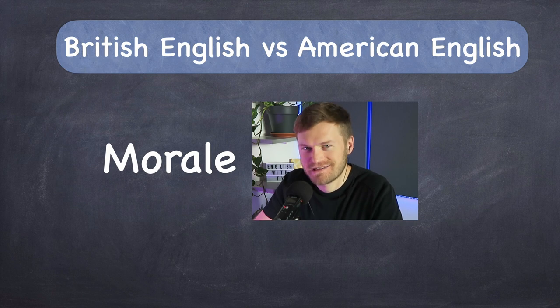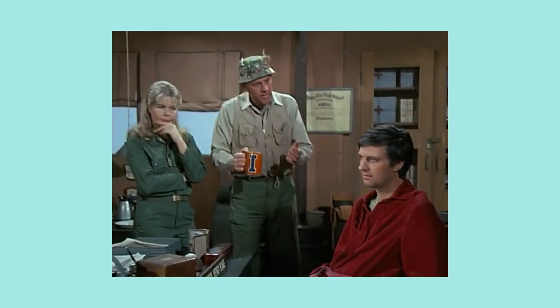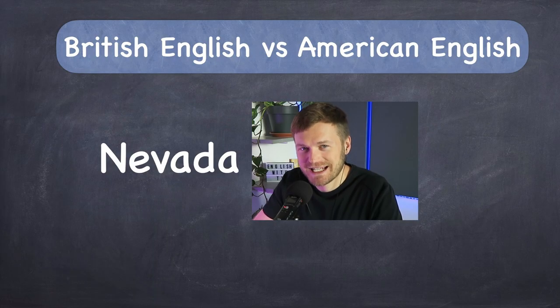Morale. Here's an example of the British pronunciation for you. Morale. And here's an example of the American pronunciation for you. Pierce, morale is important. Next up, a place in the US. This place is spelled N-E-V-A-D-A. And in American English, you would say Nevada with an A sound.